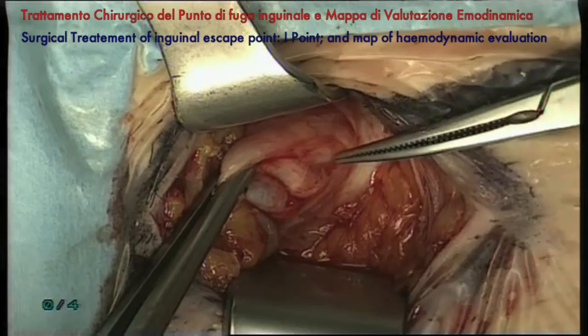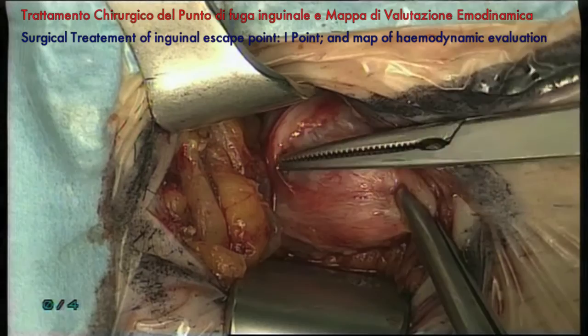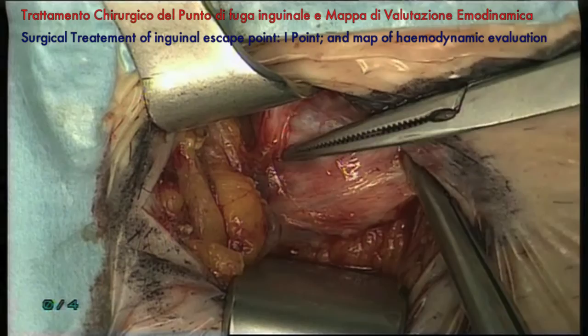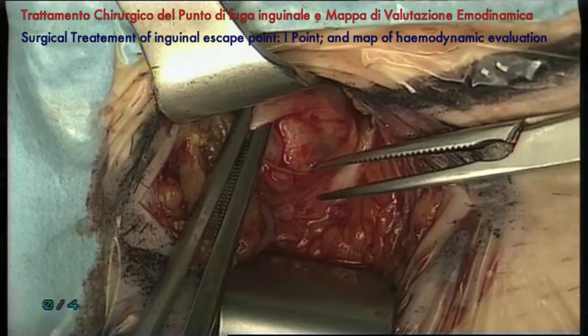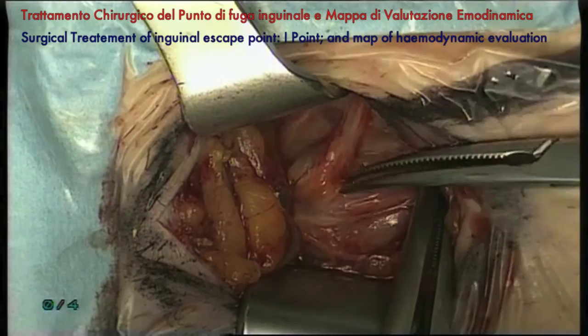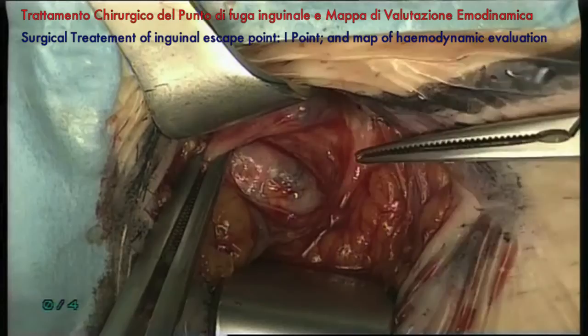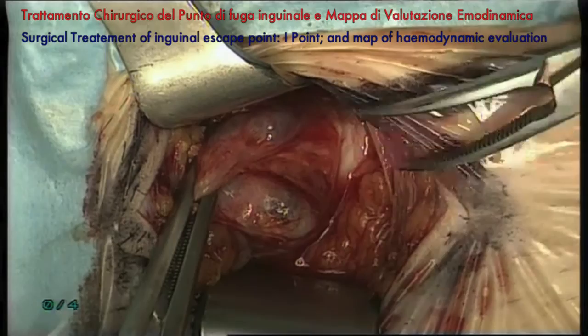Among all the treated points, this one that we're going to treat today is the one with greater size and bigger capacity. As I said before, 9.8 mm when the patient is in the upright position. As you can see, the size of this venous plexus is really remarkable.